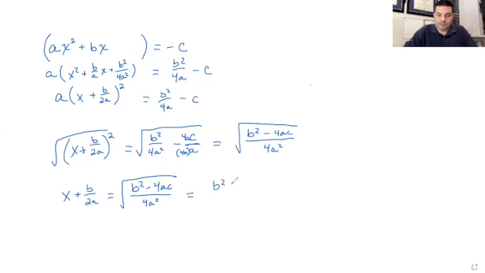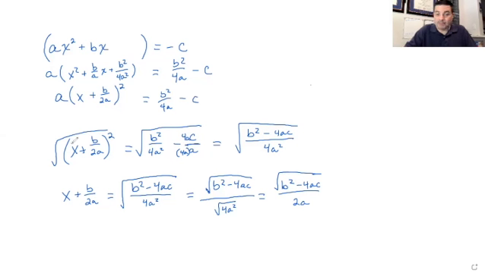So I can say b squared minus 4ac here under its own radical, divided by the square root of 4a squared. Well, now notice 4a squared is a perfect square. So if I take the square root of it, I can write the bottom now without the radical, because I can just take the square root of what's inside, and I get 2a.